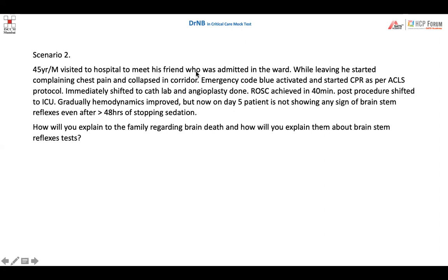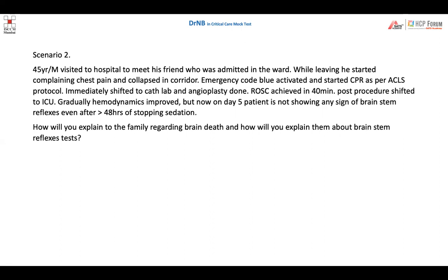A 45-year-old man visited the hospital to meet his friend who was admitted in the ward. When leaving, he started complaining of chest pain and collapsed in the corridor. So the visitor has collapsed. Emergency code blue was activated and CPR was started as per ACLS protocol. Immediately shifted to cath lab. Angioplasty done. ROSC was achieved in 40 minutes. Post procedure he was shifted to the ICU. Hemodynamics stable. On day 5 he is not showing signs of any brainstem reflexes, even 48 hours after stopping sedation.